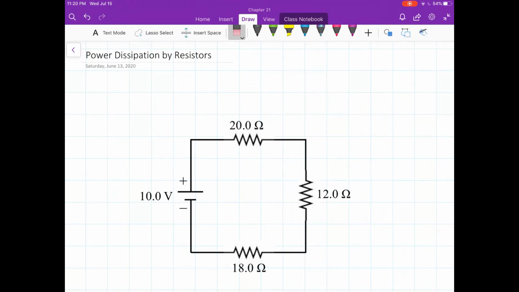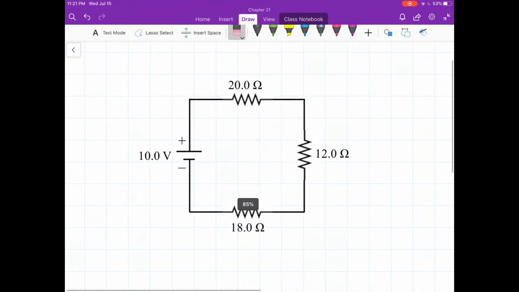In this video, I want to work a problem where we determine the power dissipation by resistors in a circuit with multiple resistors. It should be reasonably straightforward, but I want to work the example so you see how this is done. Let's begin. Now, here's the circuit.